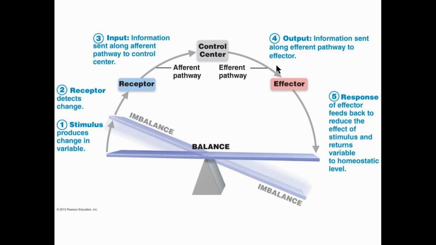And then if we have too much glucose, the effector, the liver, is going to absorb some of that and turn it into glycogen and store it. And then once that happens, we're back to being balanced.